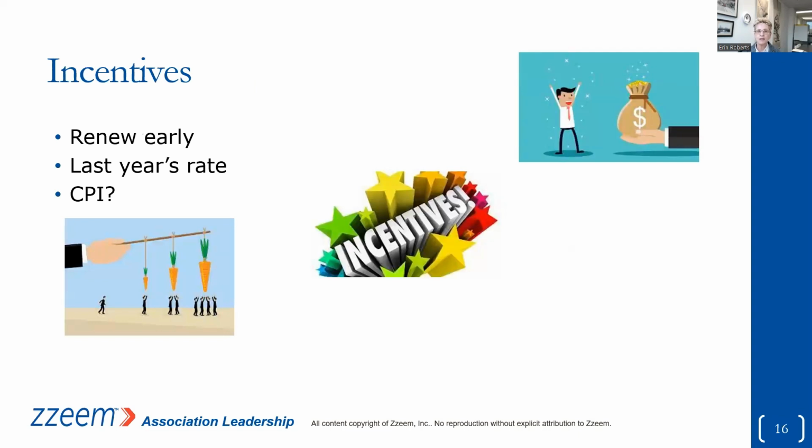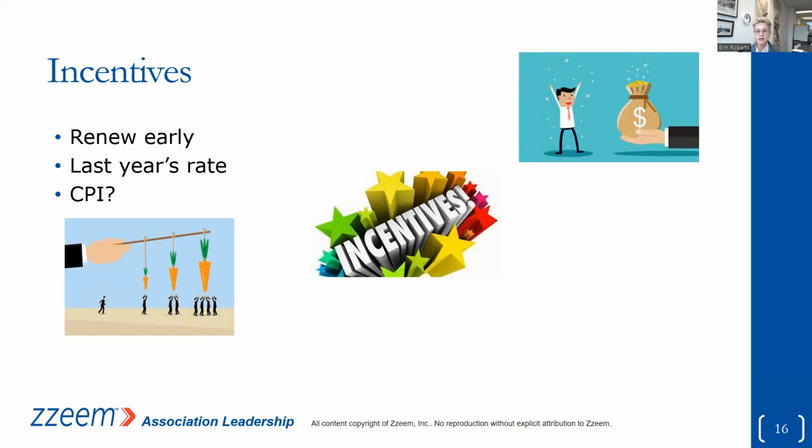Now, let's talk about incentives. Remember, what you're trying to do here is make people make a positive decision very early in the undertaking. Give them a reason not to procrastinate. So if you can give them an incentive to renew early, or at least renew before the expiry date, give them a financial incentive to do that.